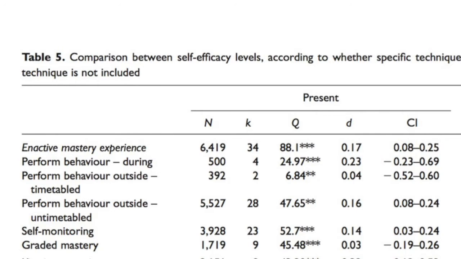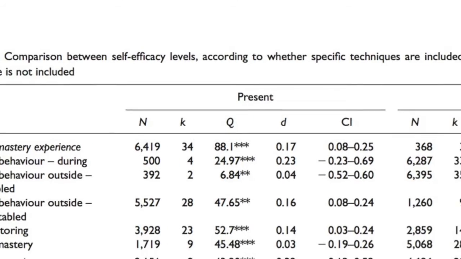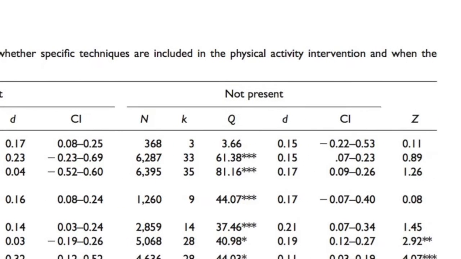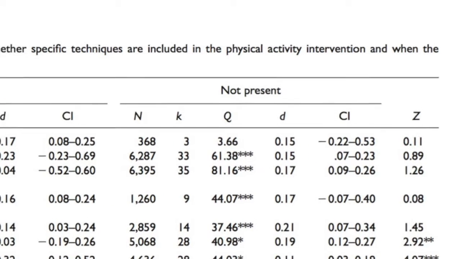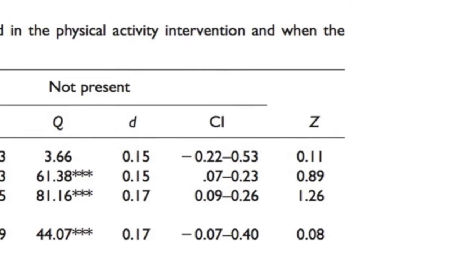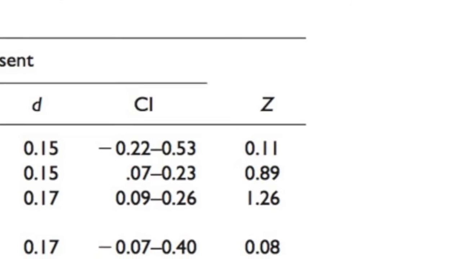Now, what makes this table particularly confusing is that all of those statistics are available for the studies in which an active mastery experience was present and all the studies in which it wasn't present. So, how are we going to resolve this? Well, that's what this final statistic is for, this Z statistic.